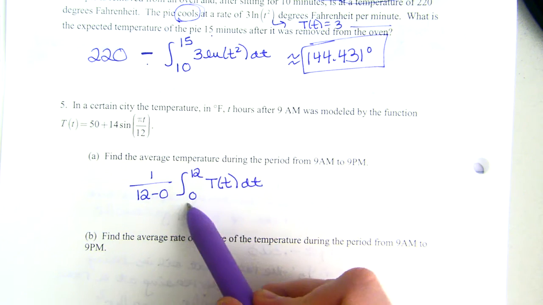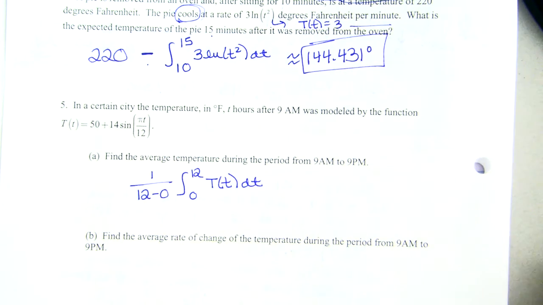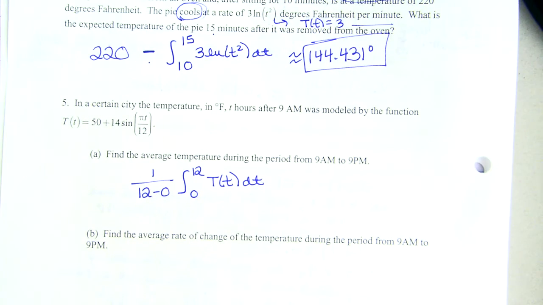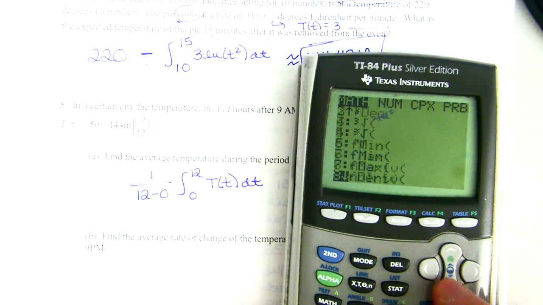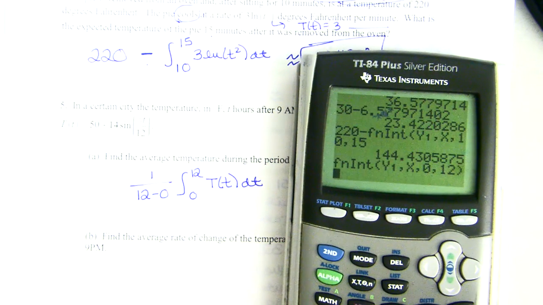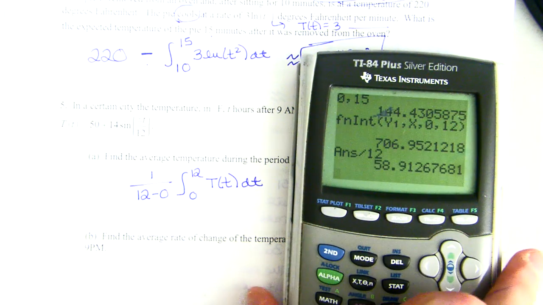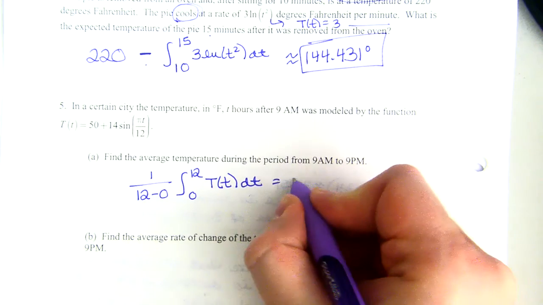What you're going to do on the calculator is you're going to do your fnInt, you're going to get an answer, and then divide it by 12. See if you can give me the number that you get for your answer. Let's see, I'm going to go do my fnInt. I'm going to integrate that function from 0 to 12. Enter. And then I'm going to divide this by 12. 58.913, I believe.